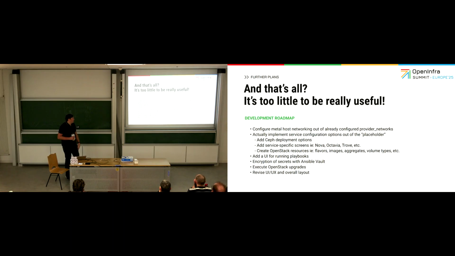Service configuration options, safe deployments, and more screens for predefined settings, like using huge pages, using aggregates, separating compute hosts by aggregates, and creating OpenStack resources like flavors, images, volume types. Of course, right now there is no UI at all to actually run changes on your deployment.